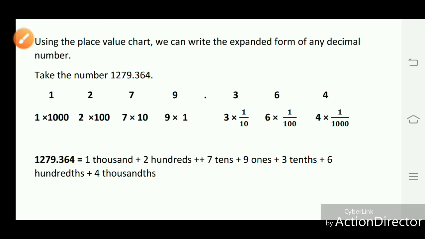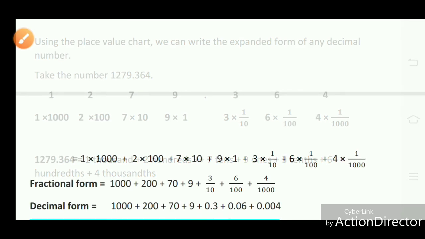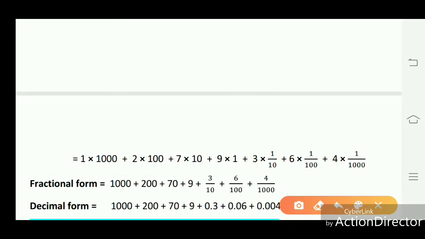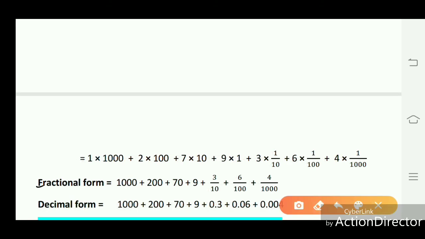This is a method to find out the place values in decimal numbers. Here we write the decimal numbers in two forms, fraction form and decimal form. So the given number is 1 into 1000 plus 2 into 100 plus 7 into 10 plus 9 into 1 plus 3 into 1 upon 10 plus 6 into 1 upon 100 plus 4 into 1 upon 1000. First we write it in fractional form.